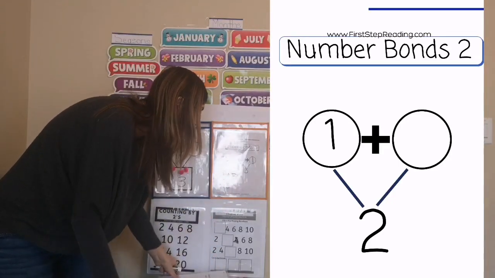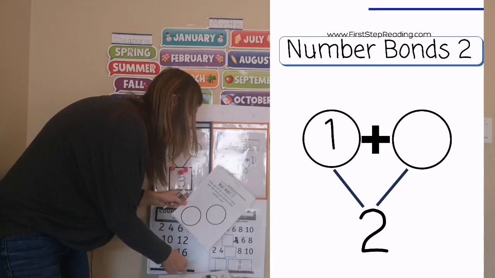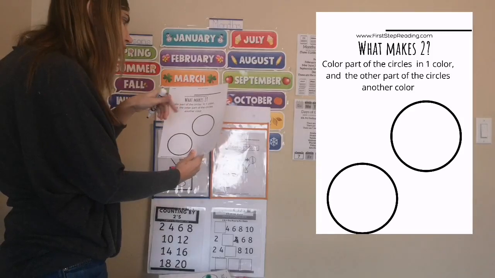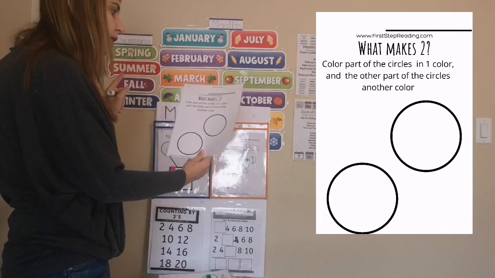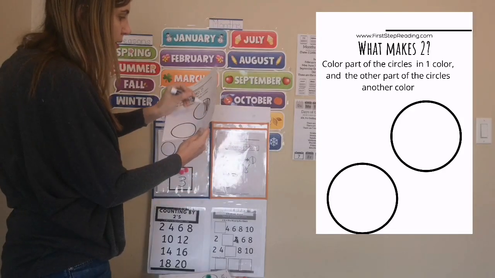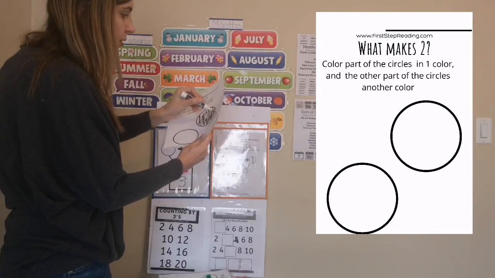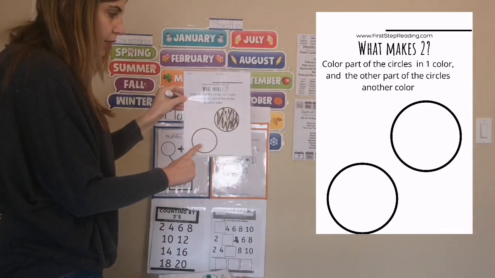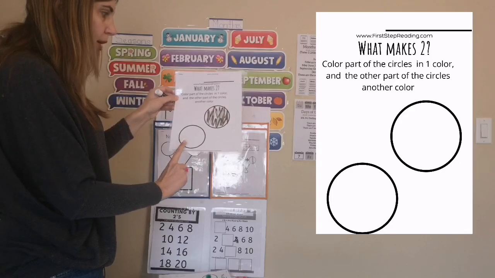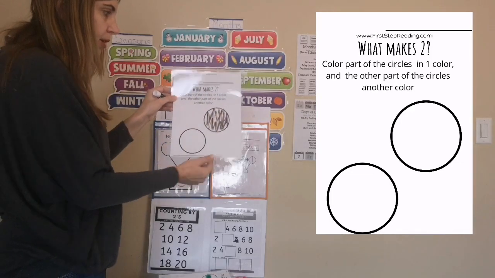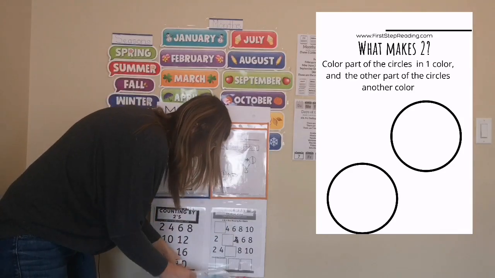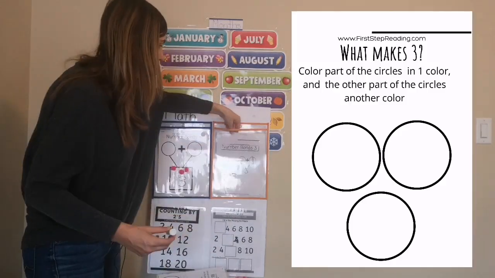Okay, so we're doing 2 and 3. We also have these circles. It says color part of the circle in one color and the other part in another color. So if I color one circle, part of the circle in one color, black, and the other one white, how many? So I have 1 black and 1 white. So 1 plus 1 equals 2. Just so I can see it. So I have that for number 2 and I have that for number 3.